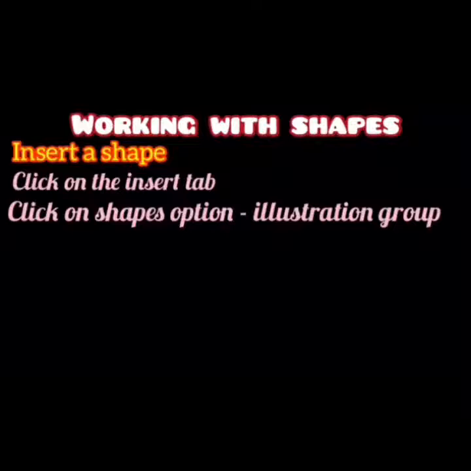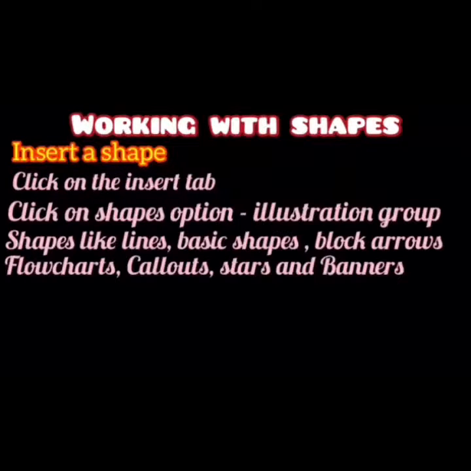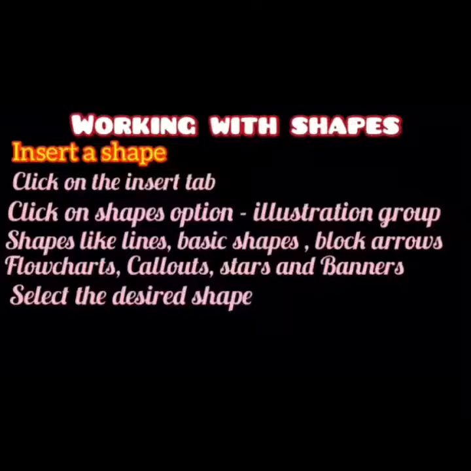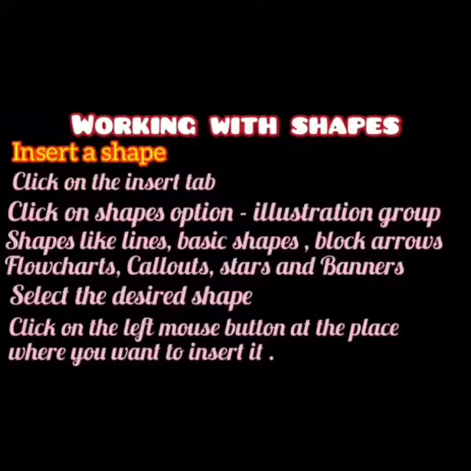So these are the steps for that. First we will see how we will insert a shape. First you have to click on the Insert tab. Once you click on the Insert tab, you will get the Shapes option, and that option will be present in the Illustration group. When you click on the Shapes option, you will get many shapes such as basic shapes like square, rectangle, triangle, arrows, flowcharts, stars, banners, everything will be displayed. And you can select whichever shape you want.